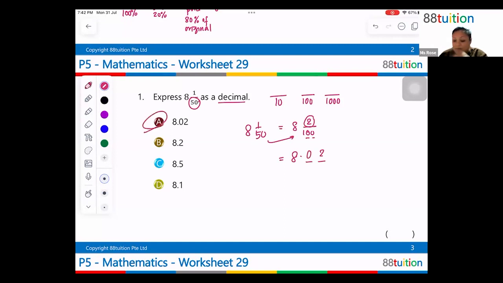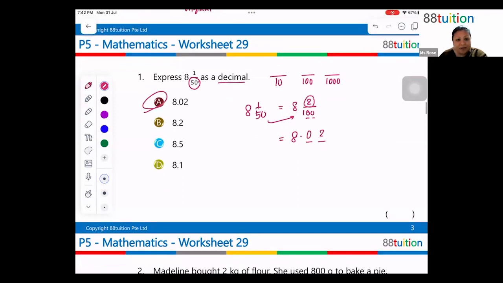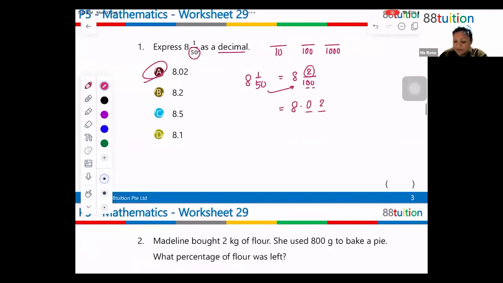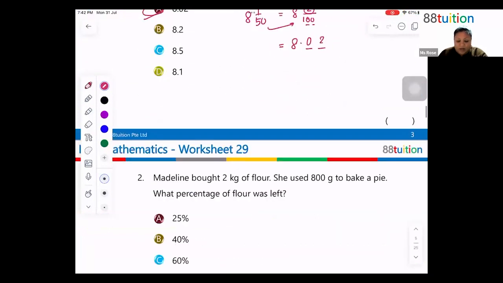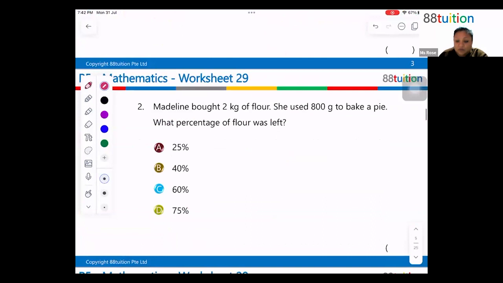Yeah, so I can see from my screen, most of you got the answer A. Okay, but it's just that when you're doing the tutorial, someone submitted a wrong answer. So I'm just going to go through this. Okay, now for question number 2.